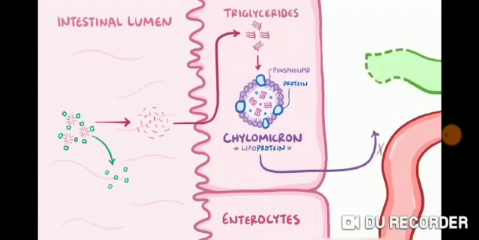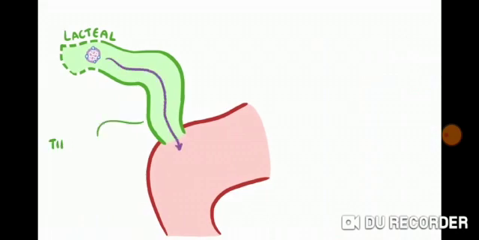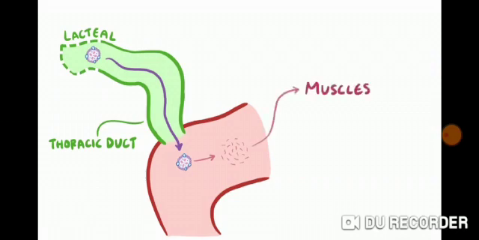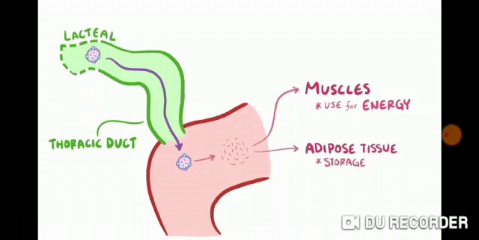And so instead it enters a nearby lymphatic capillary called the lacteal. From here, the chylomicron floats into the lymph, reaching the thoracic duct, which then dumps it into the bloodstream. Once in the blood, the chylomicron releases the fatty acids and the monoglycerides in the peripheral tissues, like the muscles, which use them for energy, as well as the adipose tissue, which can store them. After delivering the triglycerides, the chylomicron shrinks in size and is eventually engulfed by the liver.